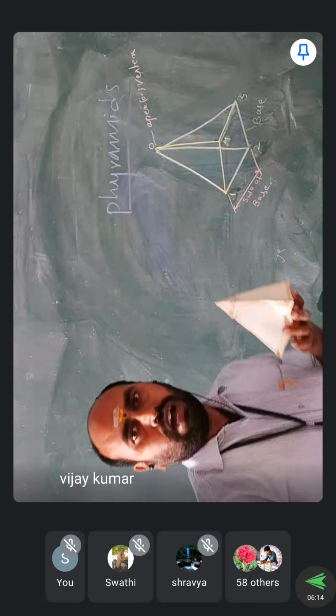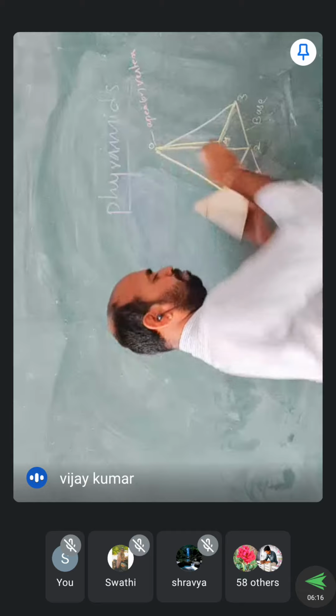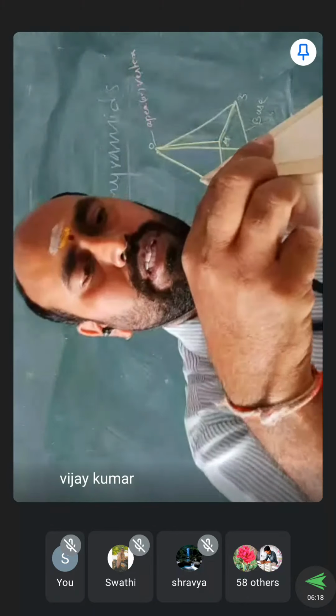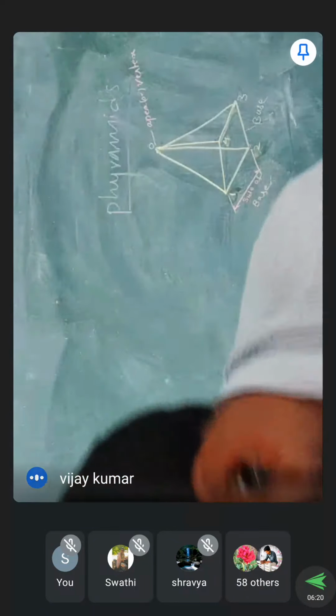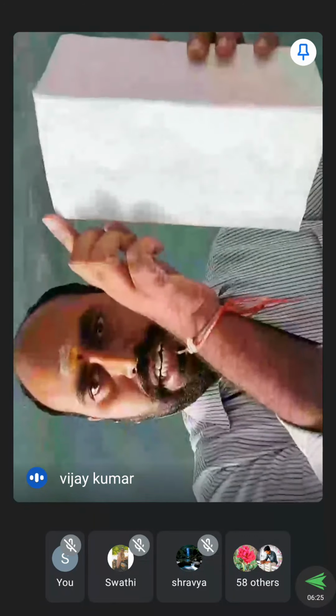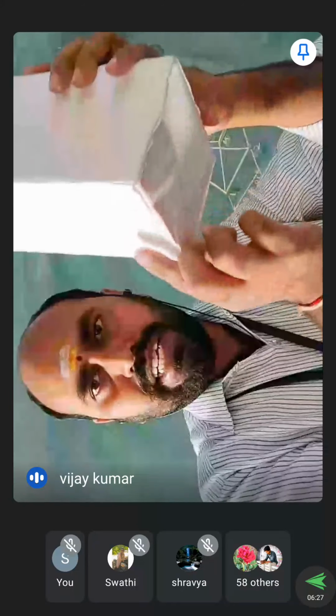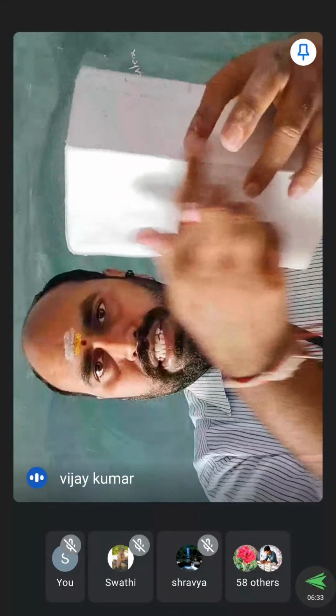Apex or vertex. And this is in the case of a solid. Let us see the square prism. In the case of a solid, this edge is a base edge and this edge is called the longer edge. This is a longer edge and this is a longer edge.